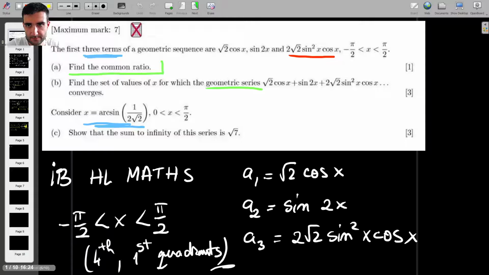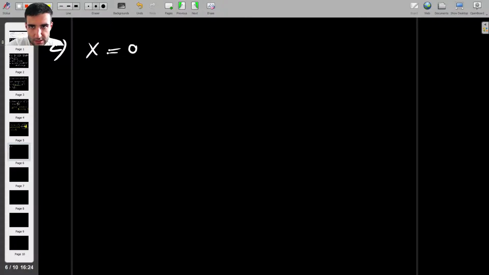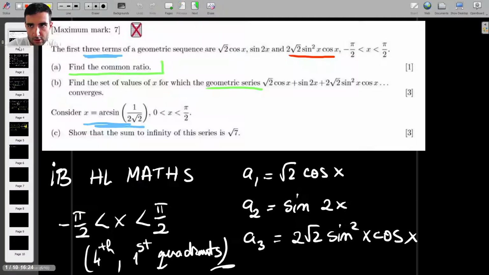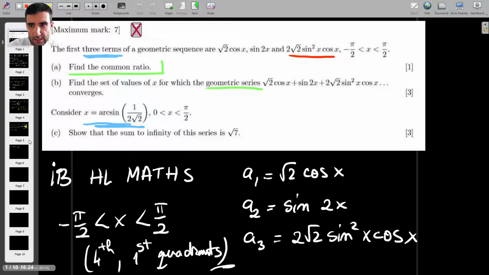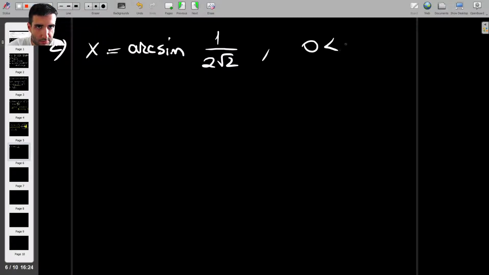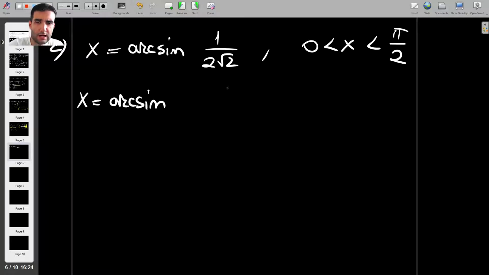We're told that x is equal to the arcsine of 1 over 2 root 2, and also that x is between 0 and pi over 2. I like to rewrite this because I don't like square roots in the denominator, so I'm going to use square root of 2 over 4. We don't actually have an exact value for it, so we're going to carry it as it is.